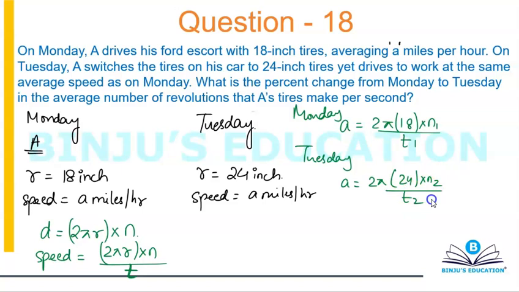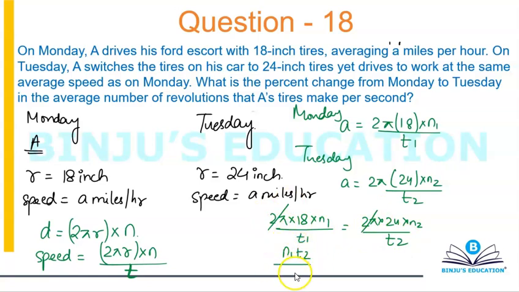Now, since these speeds are equal, we can equate the two. So I will have 2 pi into 18 into n1 divided by t1 is equal to 2 pi 24 into n2 divided by t2. 2 pi cancels. So we can say that n1 t2 divided by n2 t1 is equal to 24 by 18, which is nothing but 4 by 3.